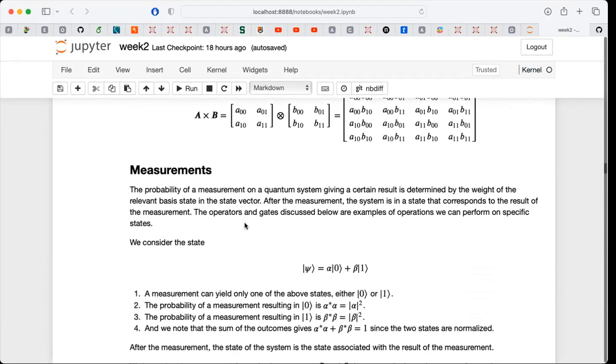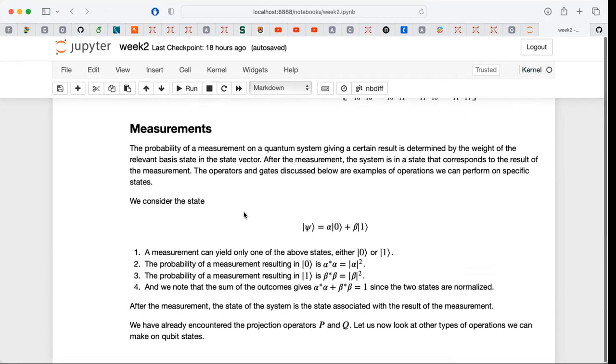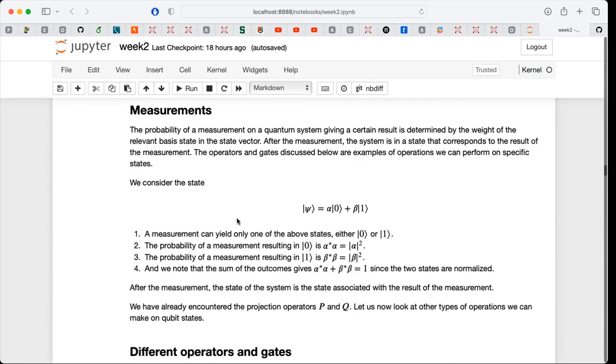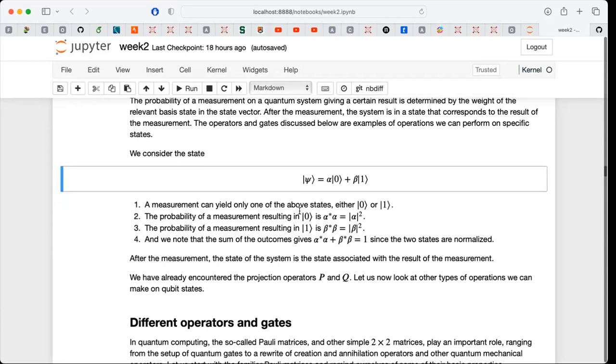So if we do measurements, just to quickly remind you of that, then the probability of a measurement on a quantum system giving a certain result is determined by the weight of the relevant basis state in that specific state vector. So we have been considering this specific state, which you see here, and that means that a measurement can yield only one of these possibilities, either 0 or 1, and the probability of that specific measurement is then, if we just follow the basic quantum mechanical rules, alpha squared or beta squared.